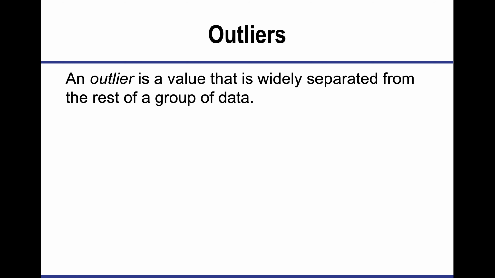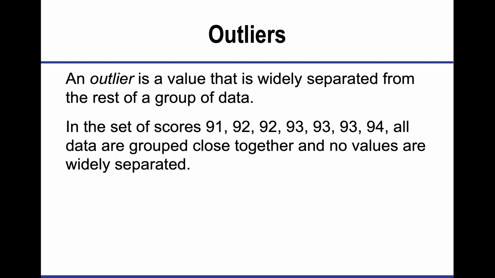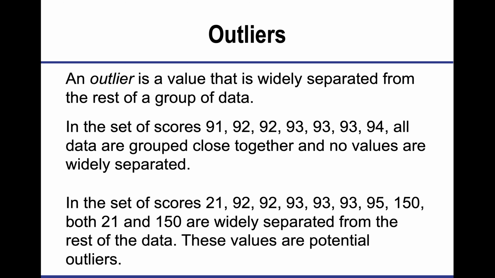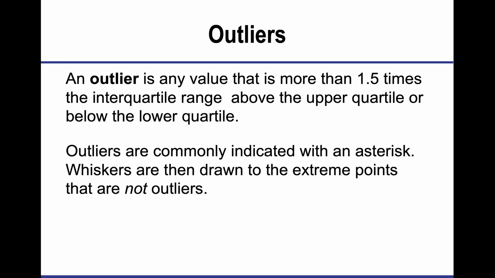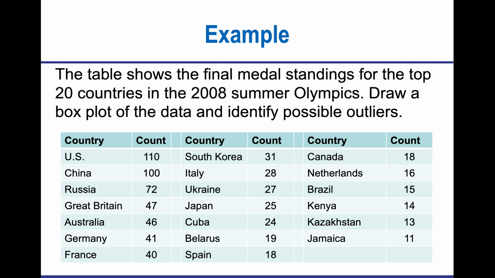Now, using this whisker plot is very handy because an outlier is a value that is widely separated from the rest of the group of the data. In the data set that's given here, the data is very clustered together and there are no real outliers to be found. But if I alter this just a little bit, I have 21 and 150 that are potential outliers. An outlier is going to be any value that's more than 1.5 times that interquartile range, or Q3 minus Q1. Outliers are commonly shown with an asterisk.